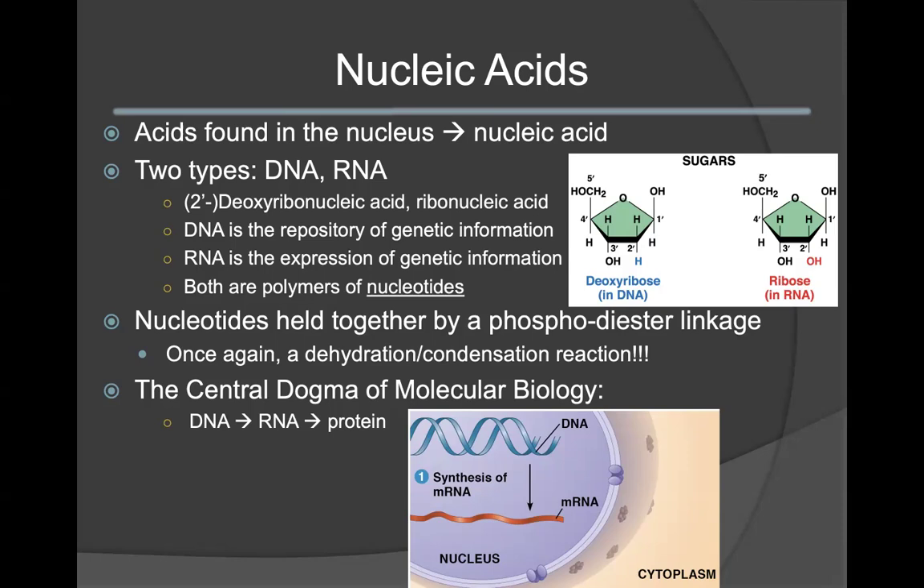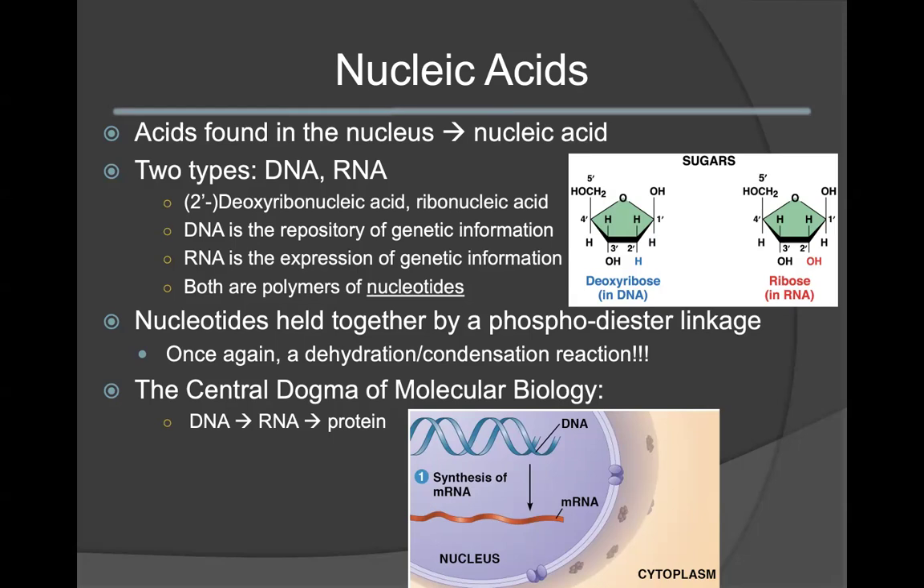Please take a look at the diagram to the right to see the difference between deoxyribose and ribose sugar. This difference lies in the number 2 carbon. Deoxyribose does not have the oxygen attached to it, whereas ribose has the oxygen and hydrogen in a hydroxyl group attached to the number 2 carbon. These two nucleic acids differ with respect to their role in the cell. DNA is the repository of genetic information, and RNA is involved in the expression of this genetic information.